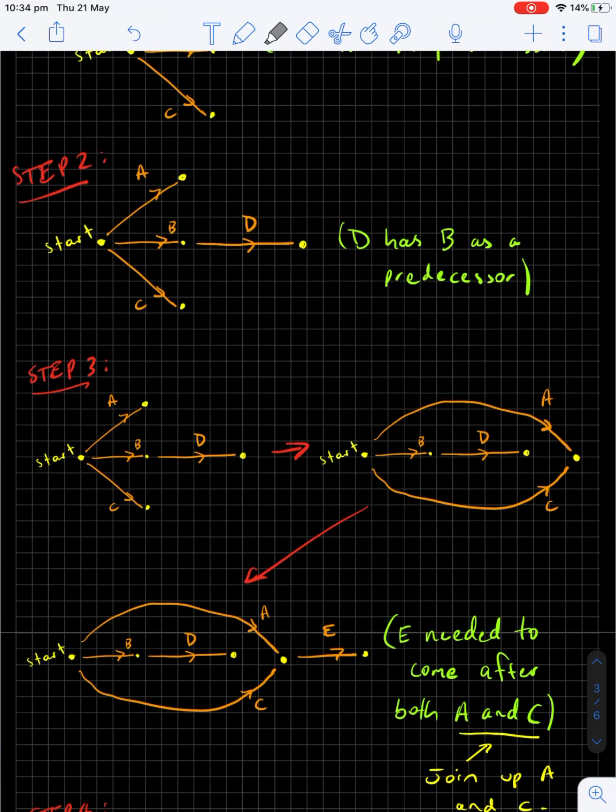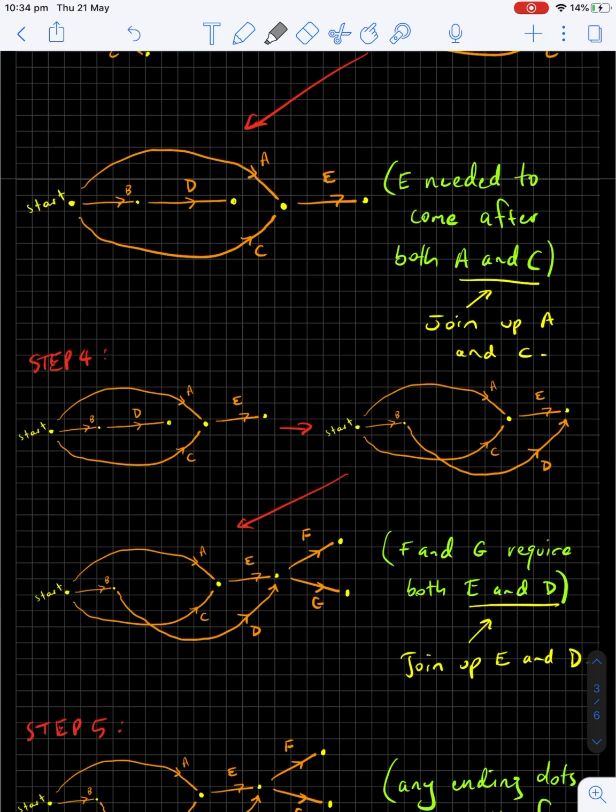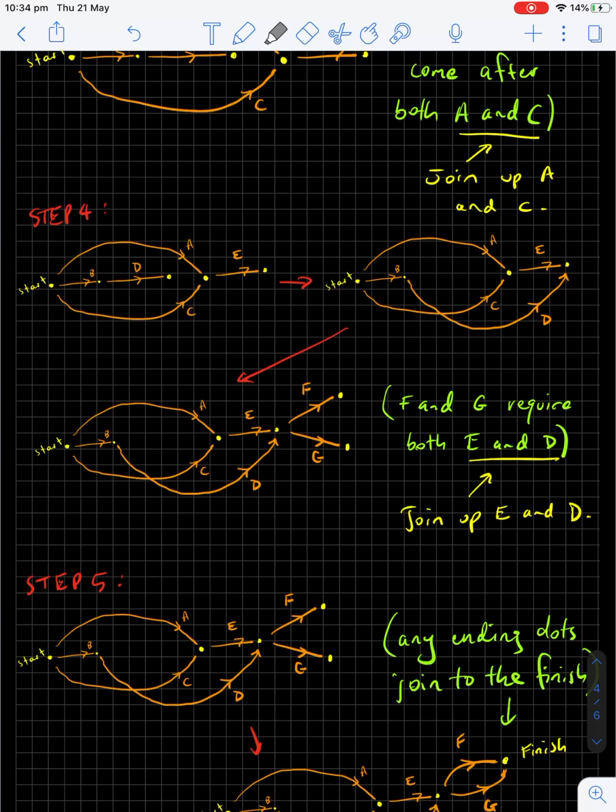And you'll notice that G is exactly the same. It has the same thing: E and D. The G line has to come out of these two lines as well. So you can see that F comes out of this dot and also G does as well. Okay, so that's those ones done.